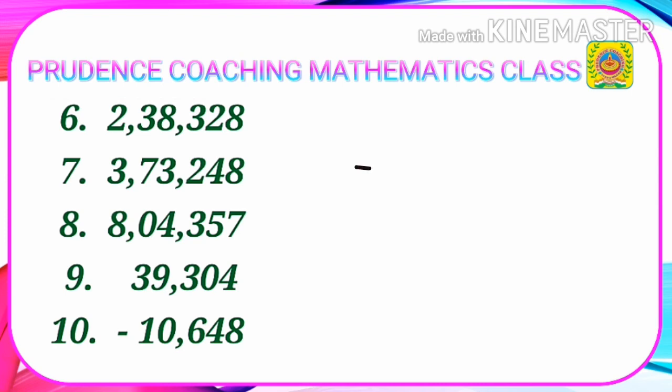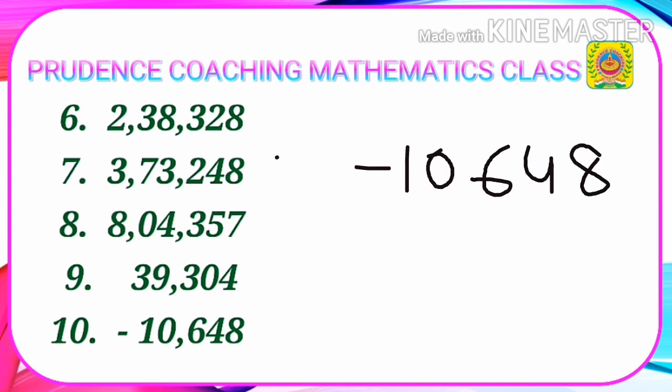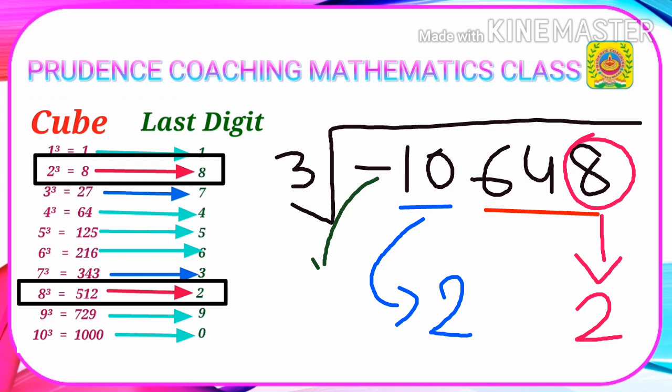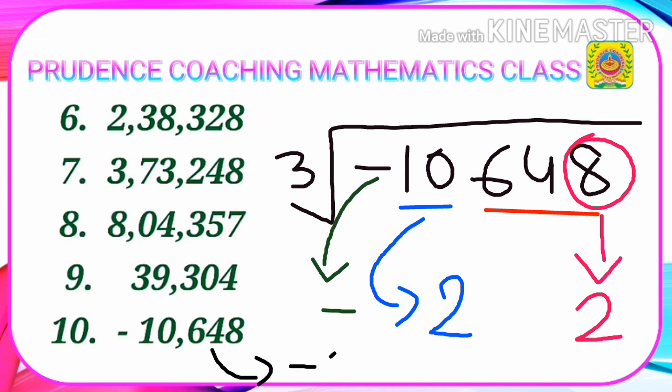Let us see the last example, which is a negative number, that is minus 10,648. So the first part 10 will give us 2 and the last part 8 will give us 2. So our final answer will be minus 22 because the number given is negative.